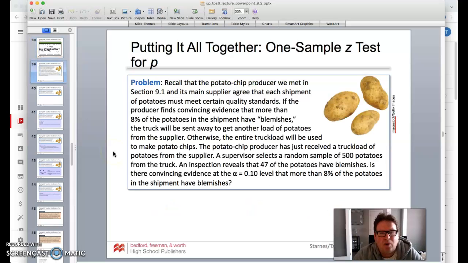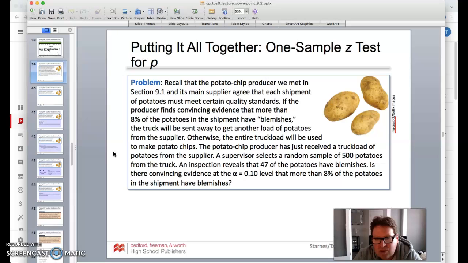Okay, so here we go. Recall that the potato chip producer we met in section 9.1 and its main supplier agree that each shipment of potatoes must meet certain quality standards. Now, if the producer finds convincing evidence that more than 80% of the potatoes in the shipment have blemishes, the truck will be sent away and they get another load. Otherwise, the entire truckload will be used to make potato chips.